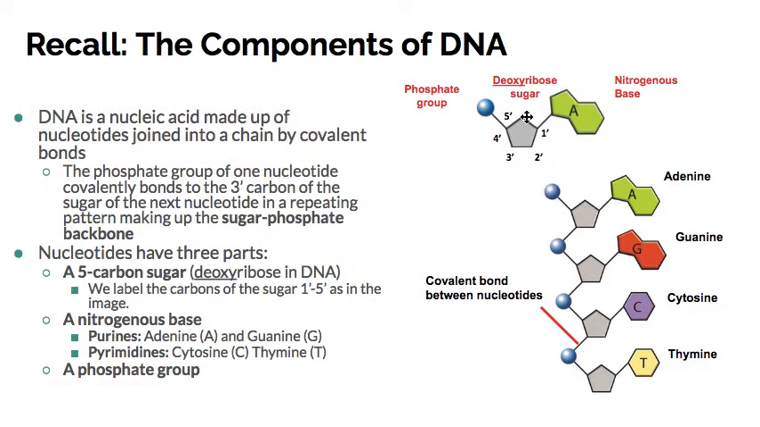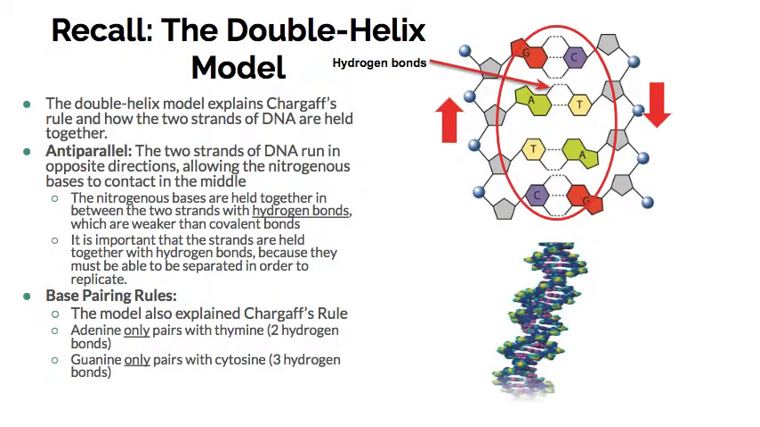Now, the way that we label the sugar is based on the carbon number, and this is going to be important when we talk about the direction of DNA. The covalent bonds between nucleotides make up the sugar phosphate backbone. Our double helix model: DNA has two strands, and they are anti-parallel, meaning that they run in opposite directions. That's where 3', 5' comes in. If one strand is going up, the other strand will be going in the opposite direction. 3', 5' just means the direction that it's running. Instead of north, south, east, west, we just use 3', 5'.